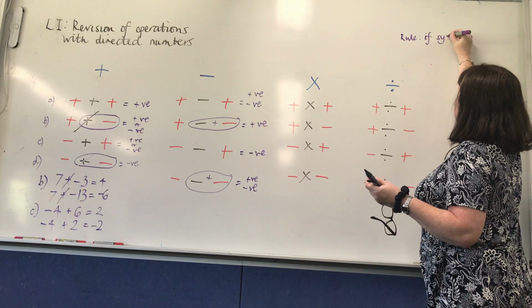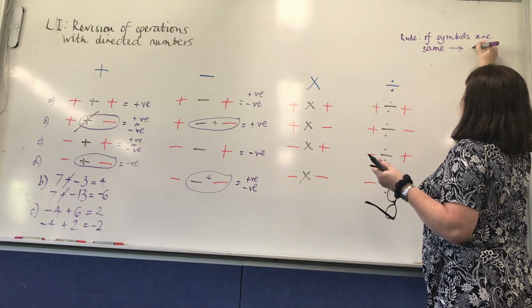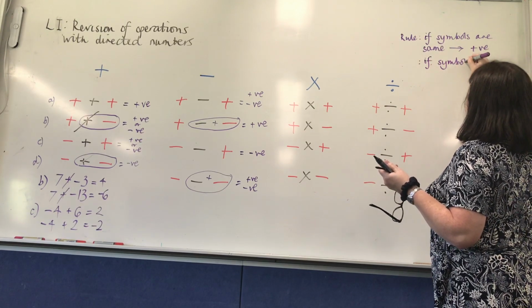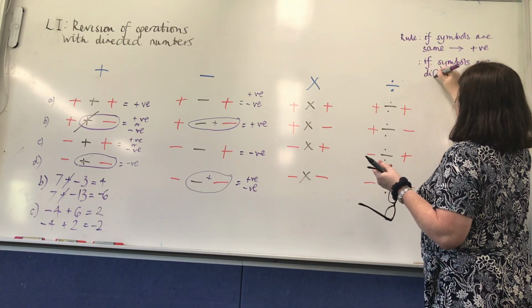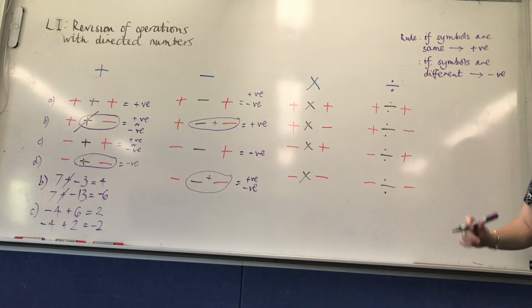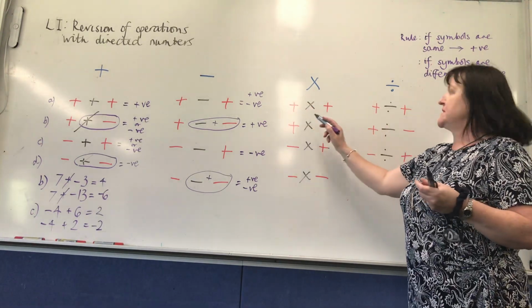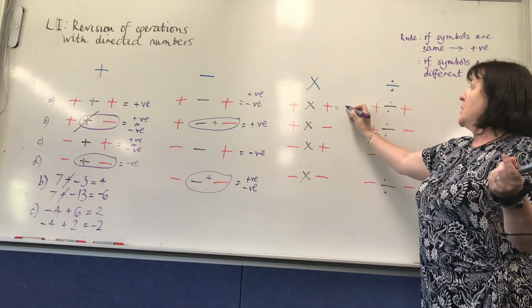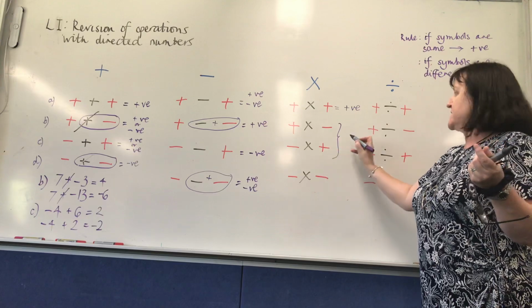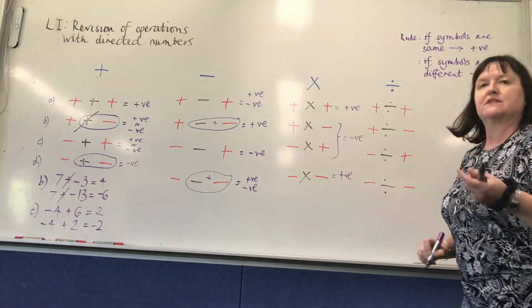You think of the rule like this. If the symbols are the same, you get a positive answer. If the symbols are different, you get a negative answer. Okay? So, that means these ones have the same symbol, so that is going to be a positive answer. These are different, so they are going to be negative answers. These are the same, so that's going to be a positive answer.